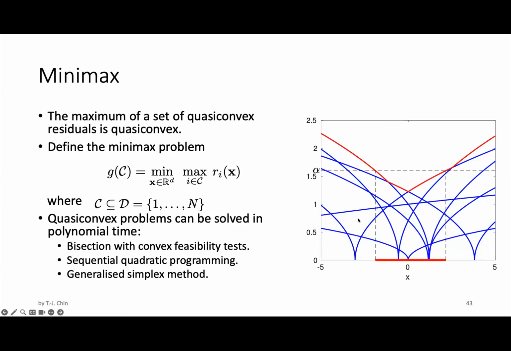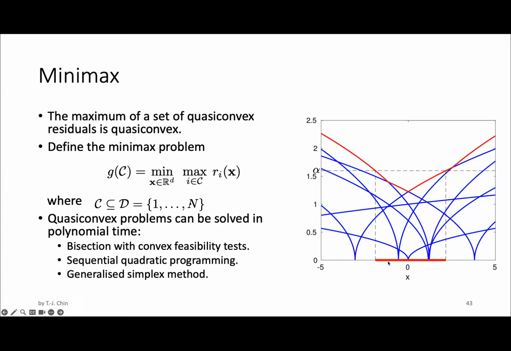Now that we are restricting to quasi-convex residuals, define the minimax problem, minimax because you have a min and a max of a set of these quasi-convex residuals given a model X, okay? You want to find the X such that the maximum error is as small as possible. So for example, the blue curves here are a set of quasi-convex functions. The max over these functions will be that red line here. And what you can show is that it doesn't matter where you put the alpha, the maximum of the quasi-convex functions is still quasi-convex, because that red line here is always contiguous in the 1D case or convex in the higher dimensional case.